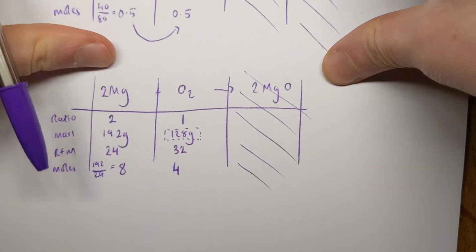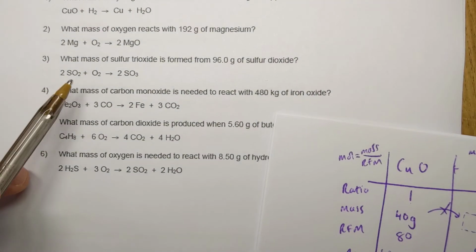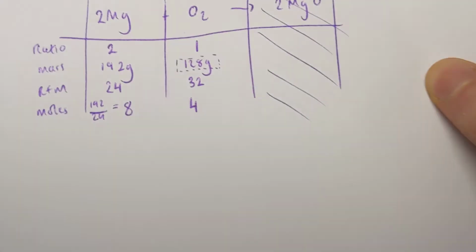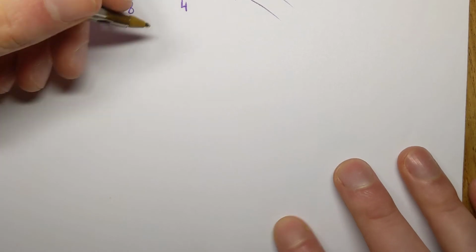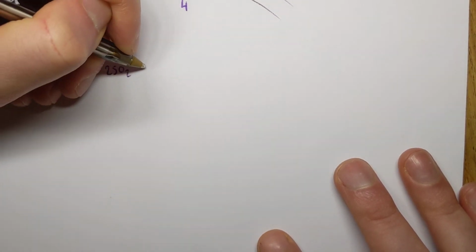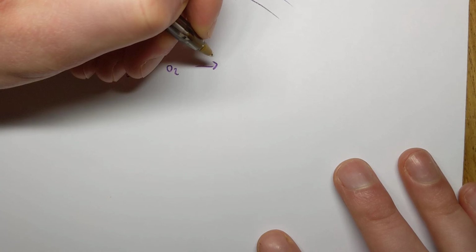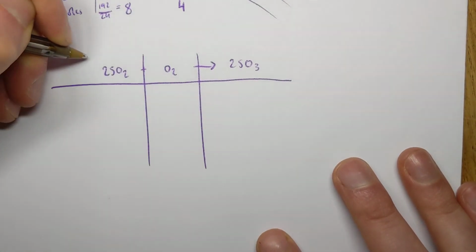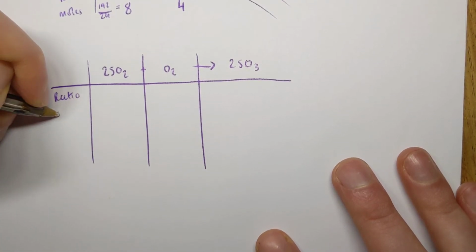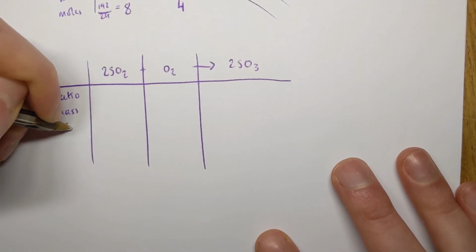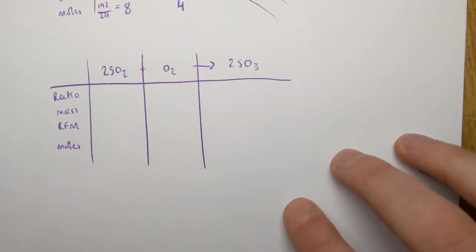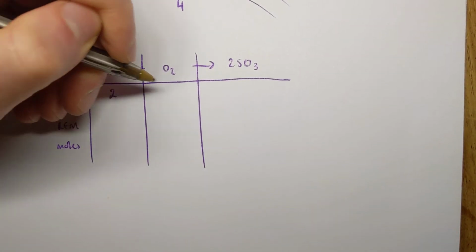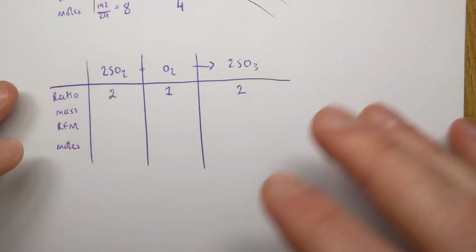Moving on to question 3. So I've got sulfur dioxide and oxygen to make sulfur trioxide. So give it another little table. Okay, first thing I fill in is the ratio just from the equation. That's a 2 to 1 to 2 ratio.